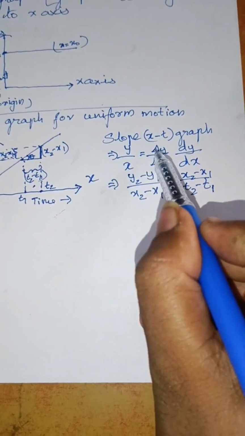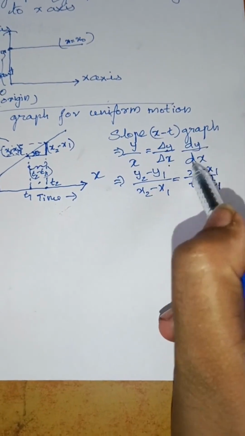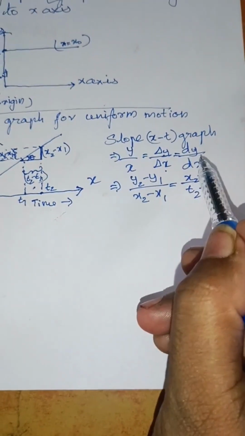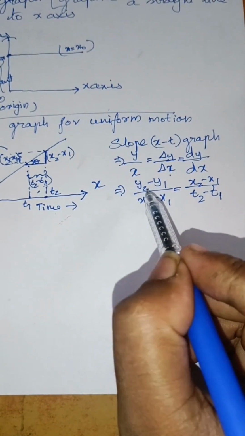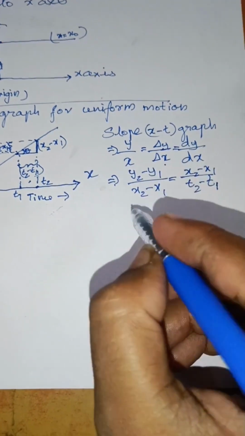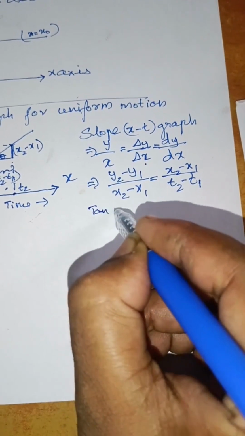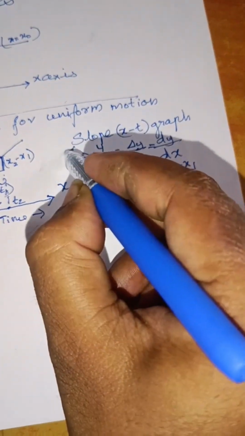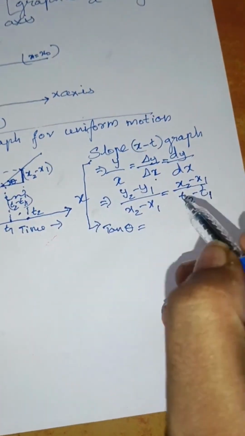y by x, delta y by delta x, dy by dx. Both are the same only, no change. In expansion to that, we can write y2 minus y1 by x2 minus x1. So this is my real formula, that is tan theta is equal to. So what does the slope mean? Slope means obviously tan theta only, right?